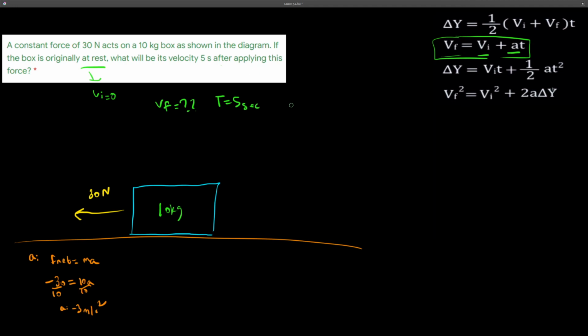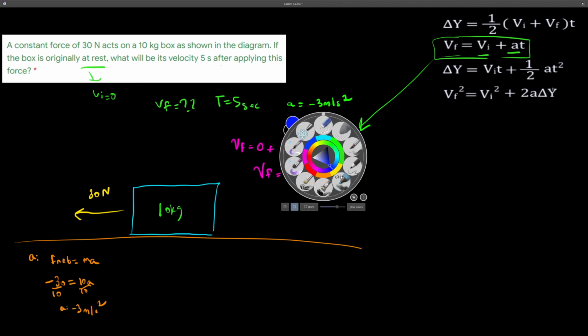So now that we know the acceleration, we can calculate the V final, which is equal to the V initial, so 0, plus the acceleration, which is minus 3 meters per second squared, multiplied by the time, which is 5. The V final is going to be equal to negative 15 meters per second. That is our answer.